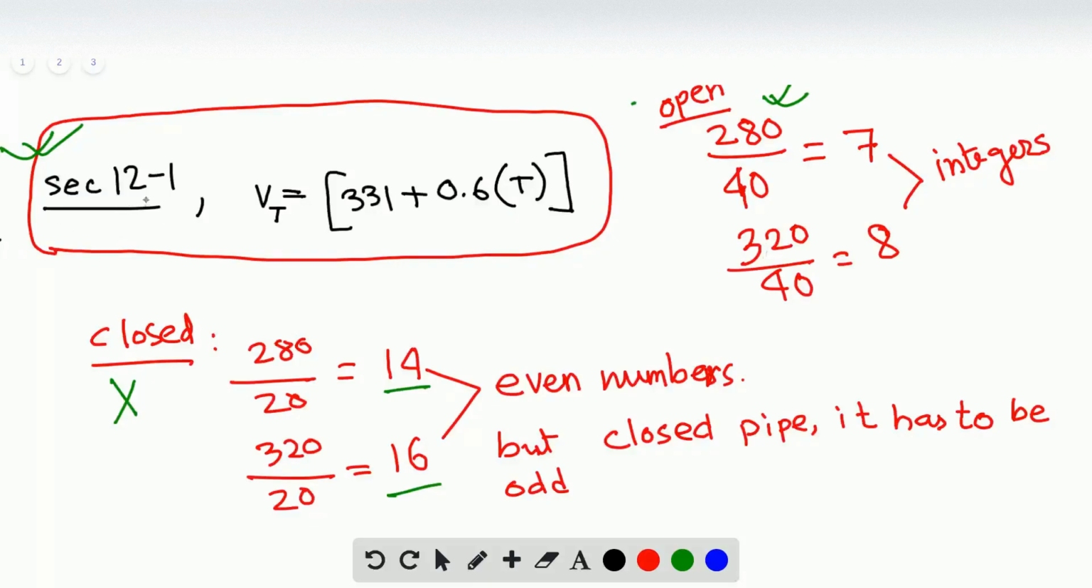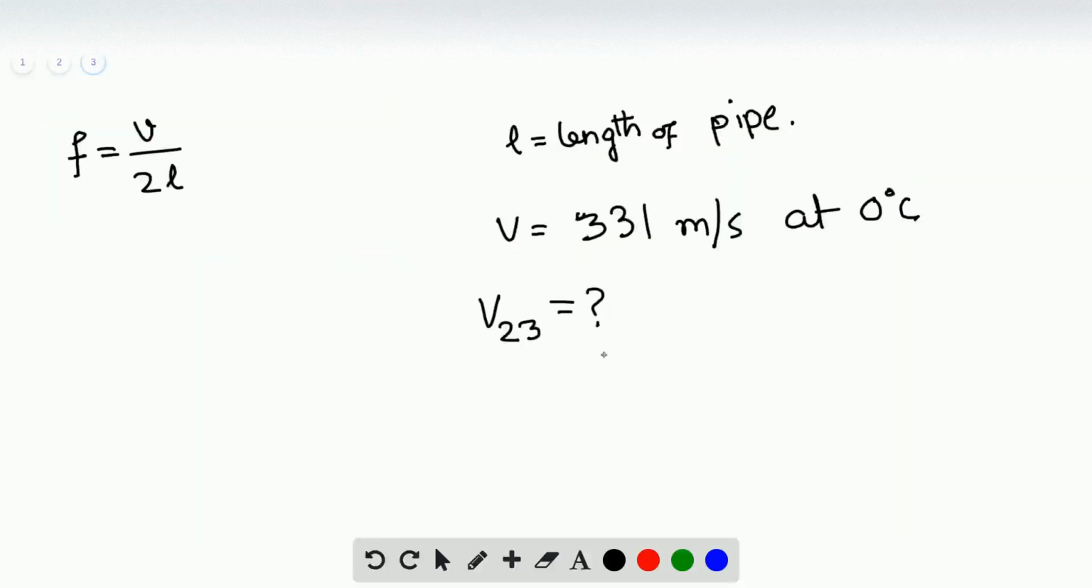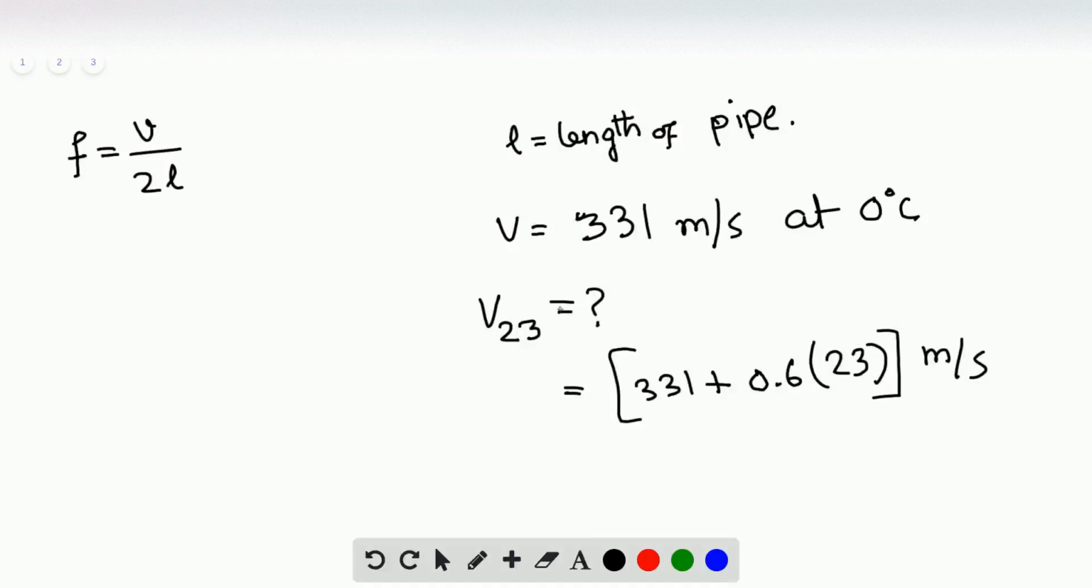If you look at section 12.1, it gives you the velocity at a certain temperature. This will be in meters per second, and this is the temperature in Celsius. For our case, the temperature is 23, so what we'll get here is 331 plus 0.6 times 23 meters per second. Now we know the velocity, so this will be the velocity at 23 degrees Celsius.